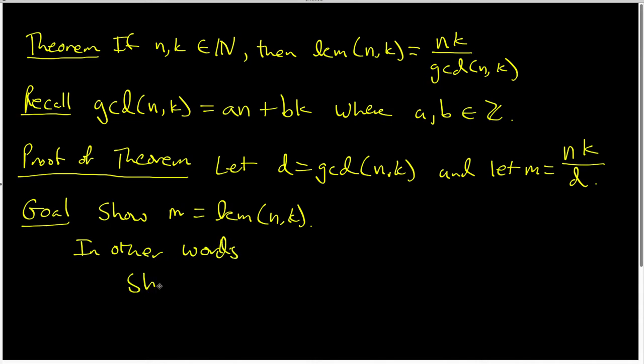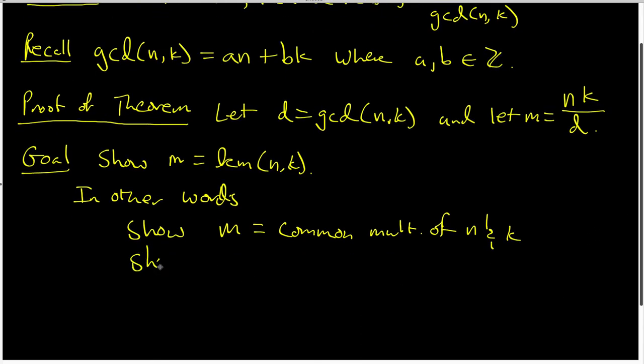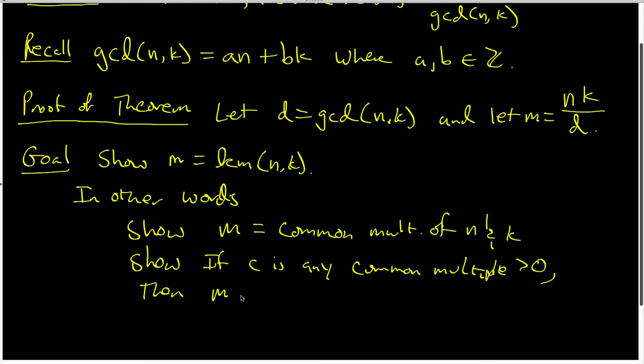And in order to show this, what I really need to do is I need to show two things. I need to show, first of all, that m is a common multiple of n and k. And the second thing is I need to show that if c is any common multiple that is strictly positive, then m is less than or equal to c.